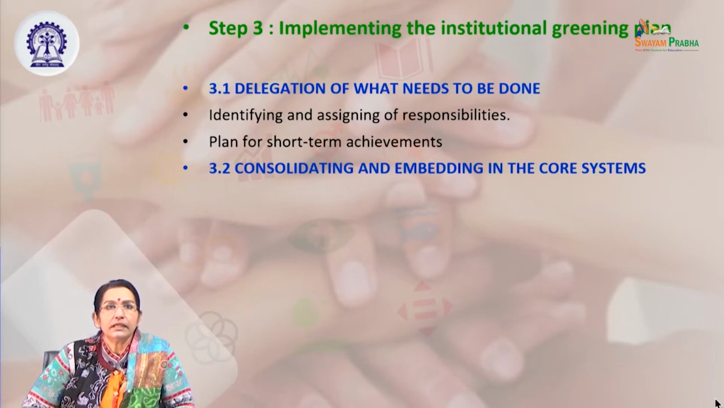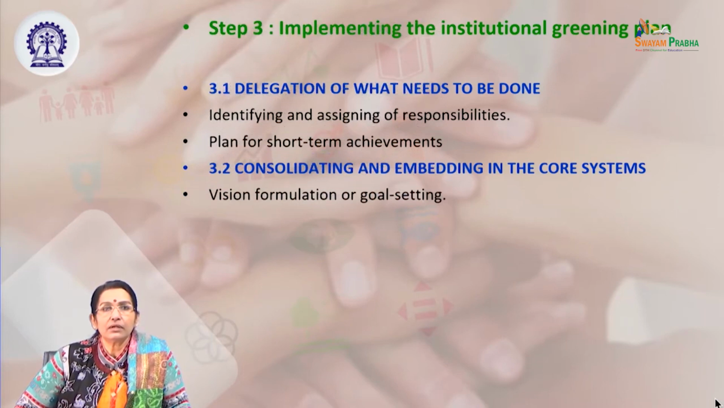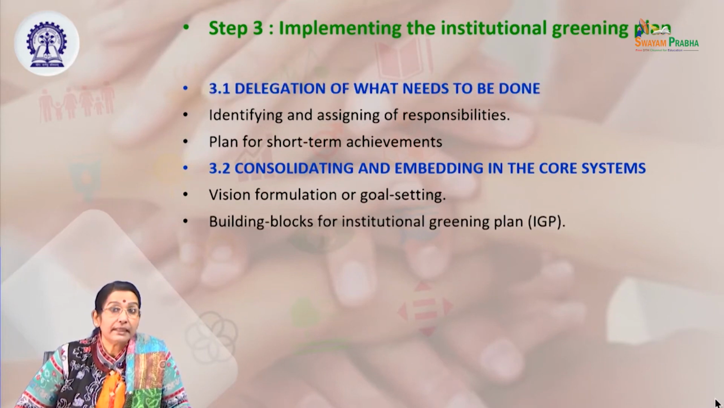The first thing is the delegation of what needs to be done: identifying and assigning responsibilities, and planning for short term achievements. According to the plan, we identify who the stakeholders will be and what the rights and responsibilities of the different categories of stakeholders would be. Accordingly, the delegation of work is done: at what level, who will be given what type of responsibilities. Then comes the plan for short term achievements, and consolidating and embedding in the core system.